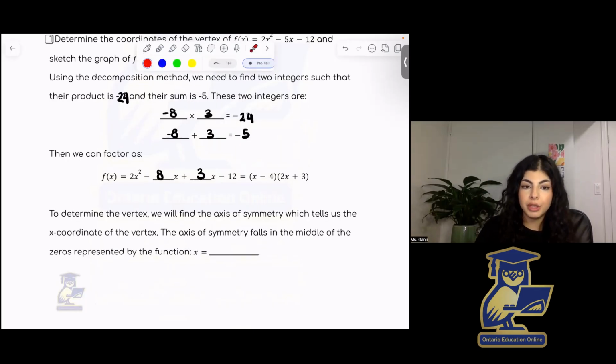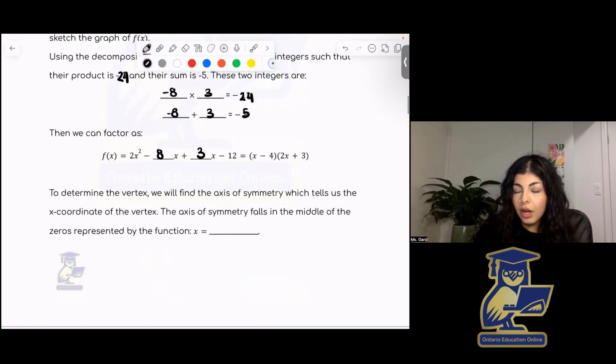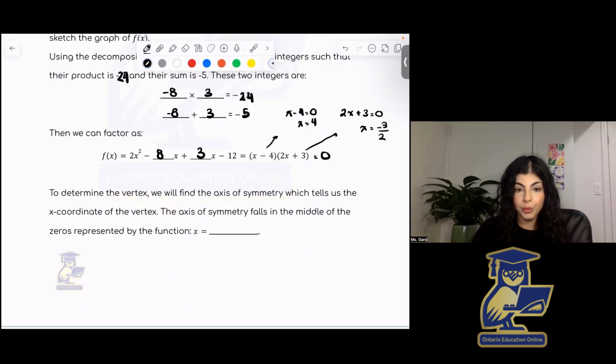So now to determine the vertex, we want to know where the roots are so that from there we can determine the axis of symmetry, which gives us the x-coordinate of the vertex. So to do that, we're going to look here. Our x-intercept is pretty much when this function is equal to 0. And for that to happen, we either need this bracket to equal 0, so x minus 4 is equal to 0 will give us x is 4, or this bracket is equal to 0, which in this case will give us negative 3 over 2.